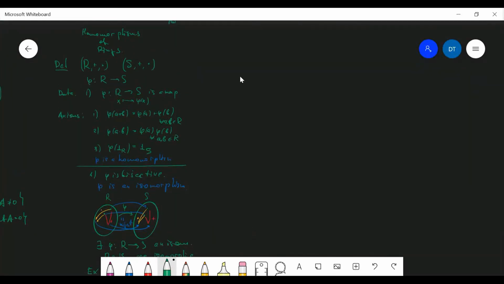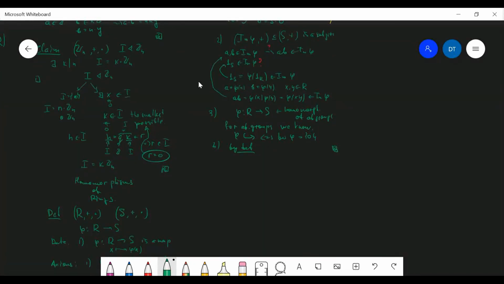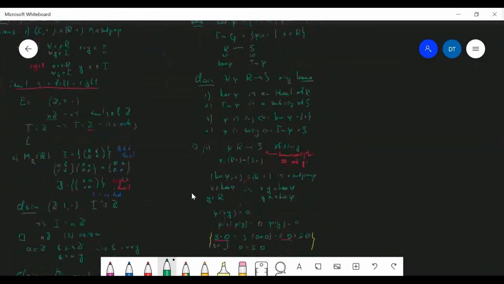Is that the kind of words you wanted to hear? Yes. Okay, should I do the same with the kernel and the image?